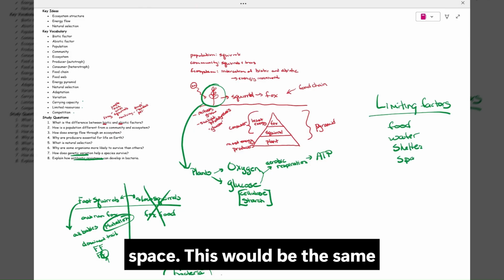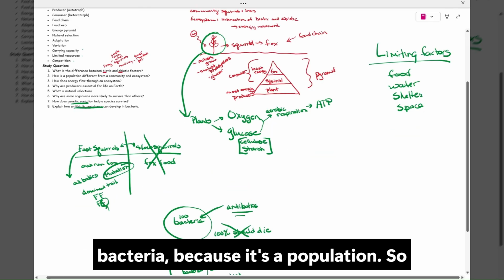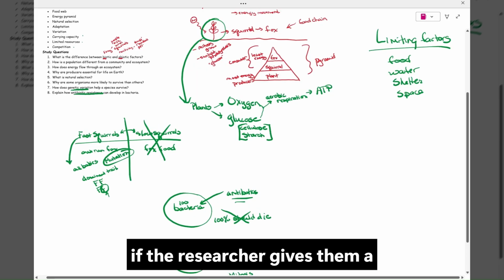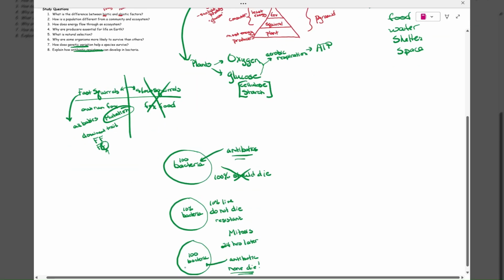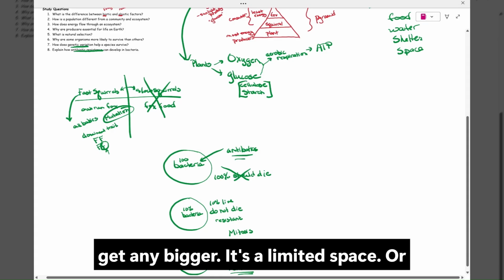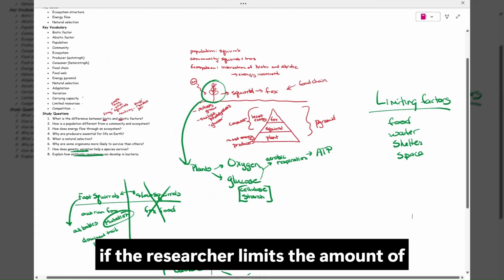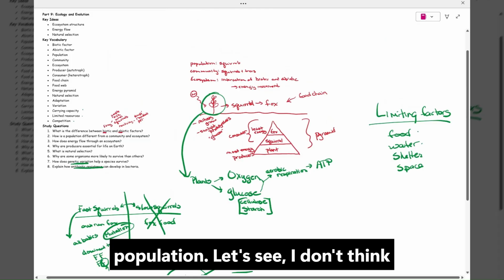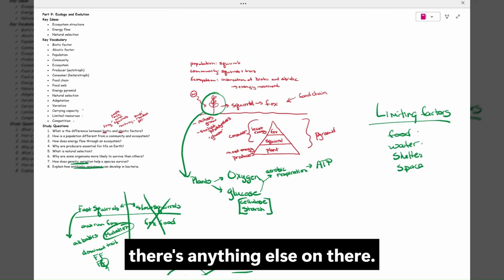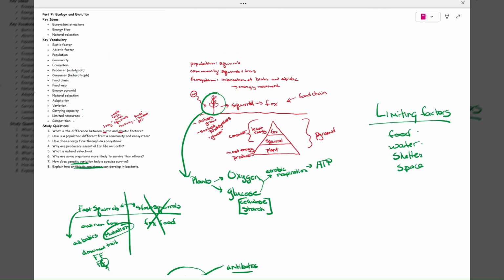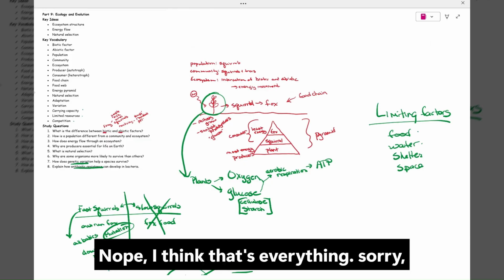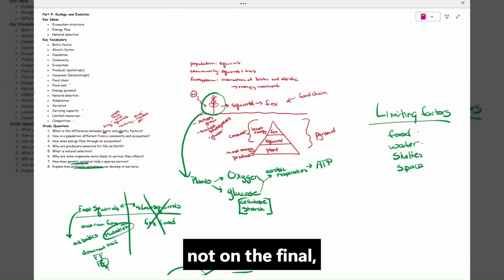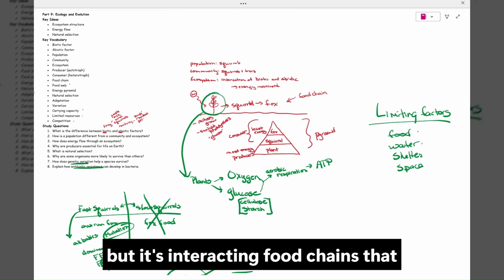space. This would be the same thing if we're looking down here at our bacteria because it's a population, right? So if the researcher gives them a specific dish size, that's as big as the bacteria will grow. Right? It won't get any bigger. It's a limited space. Or if the researcher limits the amount of food or water, that will also limit the population. Right. Let's see. I don't think there's anything else on there. Nope. I think that's everything. Sorry. Food web. Food web is actually not on the final, but it's interacting food chains that cross over each other.